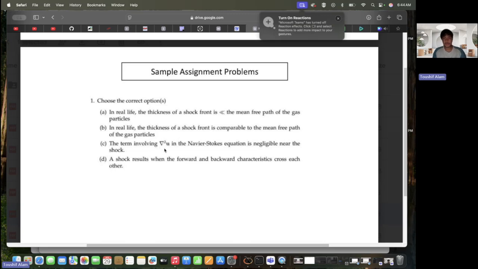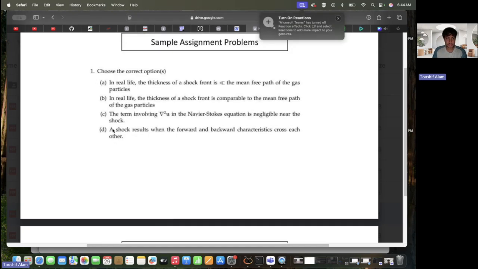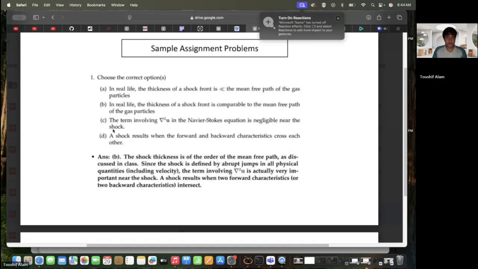A term involving del square u in the NS equation is negligible near the shock. The shock results when the forward and backward characteristics cross each other. So I think you can guess one option from here, option B, because that is the only correct option. Shock thickness is of the order of the mean free path that we have calculated.